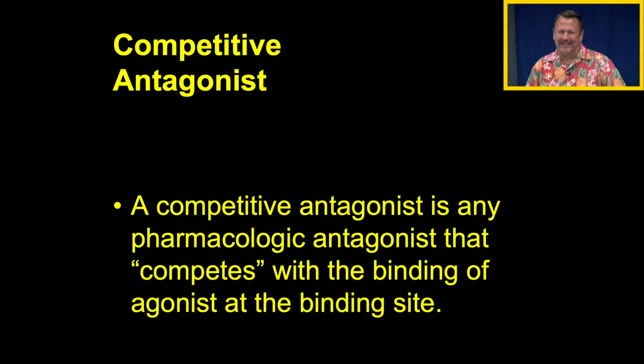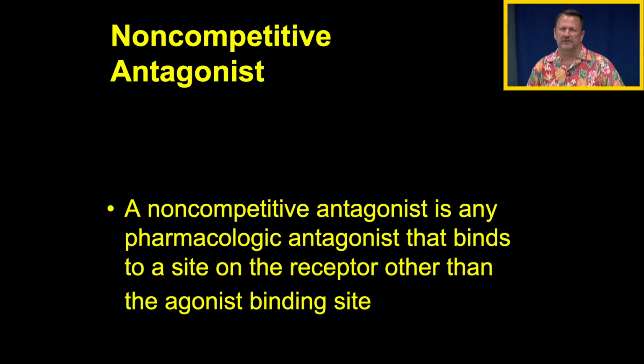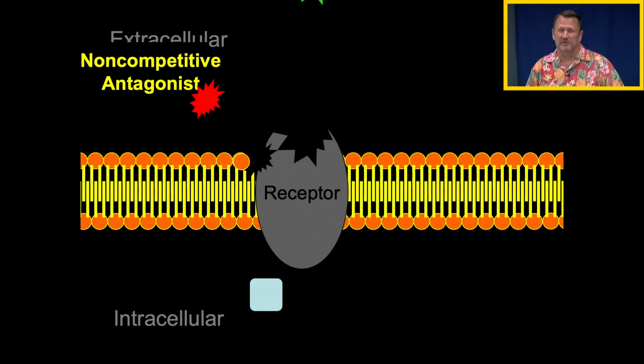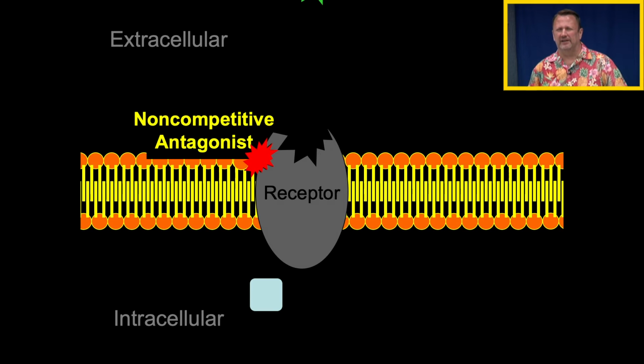So competitive antagonist is a pharmacologic antagonist. It's going to bind to the receptor, but it's competing with the agonist, so it's binding at the agonist's binding site. That's what a competitive antagonist is. So the non-competitive antagonist is going to bind somewhere else. So that's like a lock with two keys. All right, so here's my non-competitive antagonist, and it is bound to the receptor at some place that's not the agonist binding site.